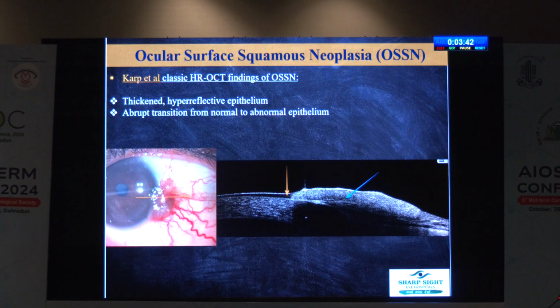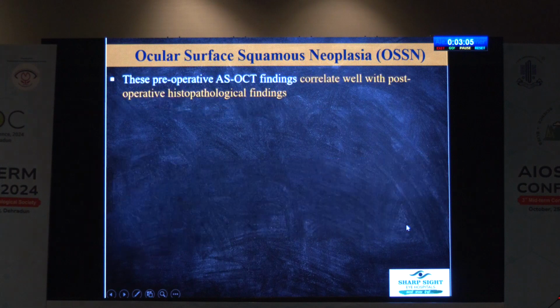Coming to the most common ocular surface tumor that we come across, ocular surface squamous neoplasia, Carol Karp and group have described the classical high resolution OCT findings of an OSSN. This is common knowledge in the ocular oncology circle. When you take a section through the lesion, you see the corneal epithelium abruptly transition to a thickened, hyper-reflective epithelium. This is the characteristic feature. Sometimes you can see a lucid zone between the tumor and the sclera, as you can see in this patient. That is also an important finding.